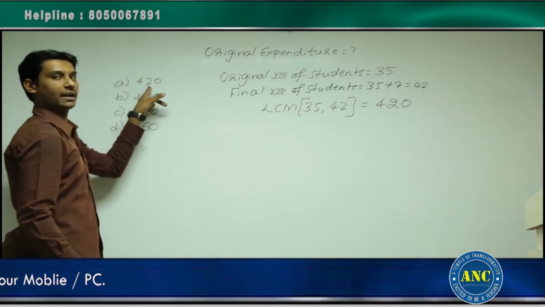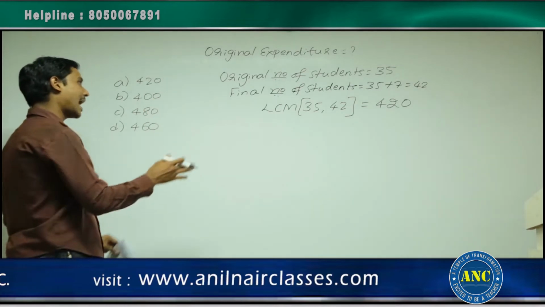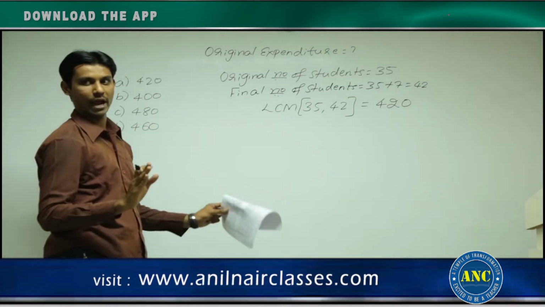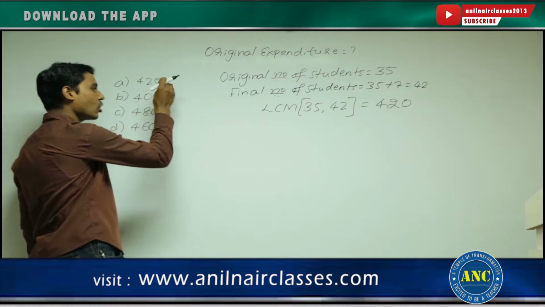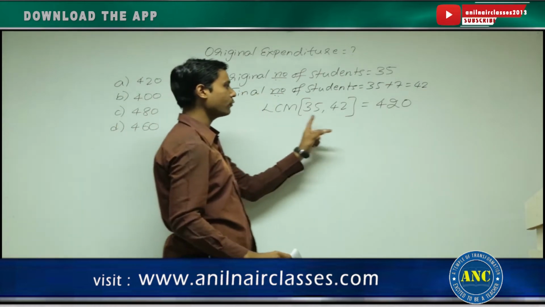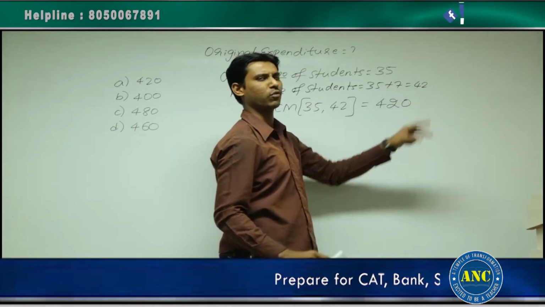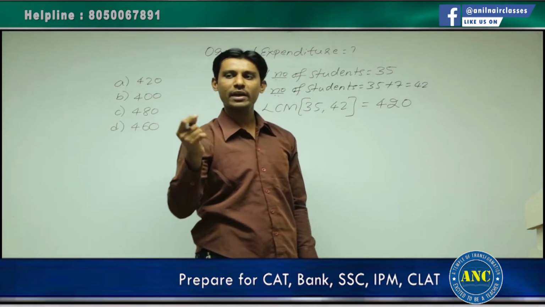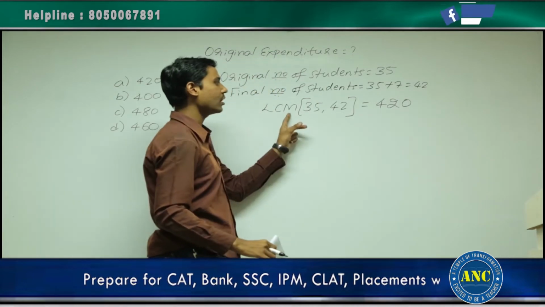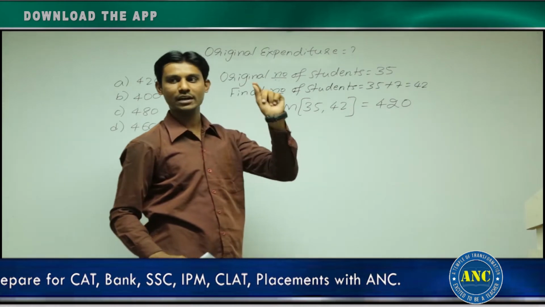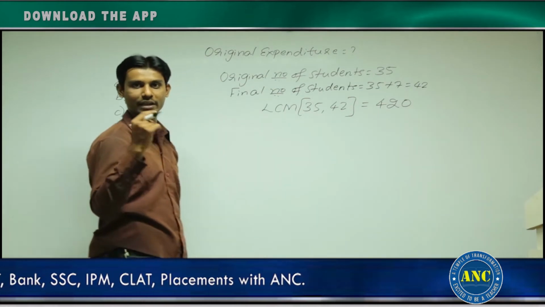It is the first option, but I am not taking it because it is the first option. It happened to be the first option in this case. I am choosing 420 because it is the LCM of 35 and 42. Why am I taking the LCM? Because LCM will not give you fractions. That is what we studied in time, speed and distance, time and work, and so many other topics also.